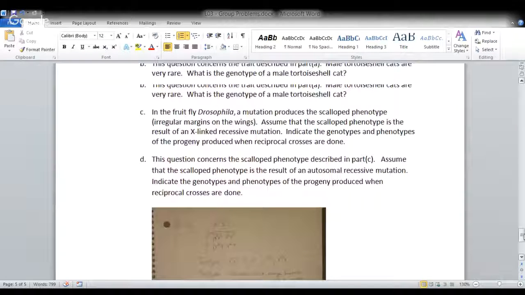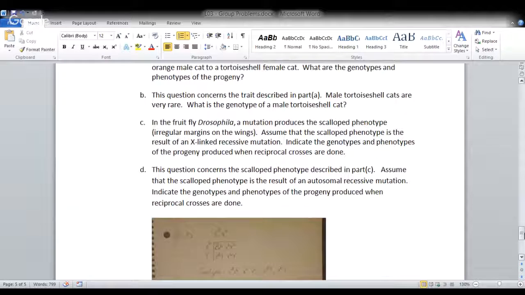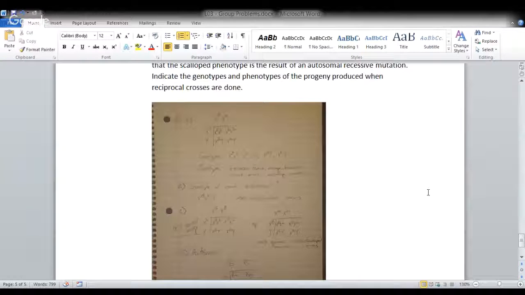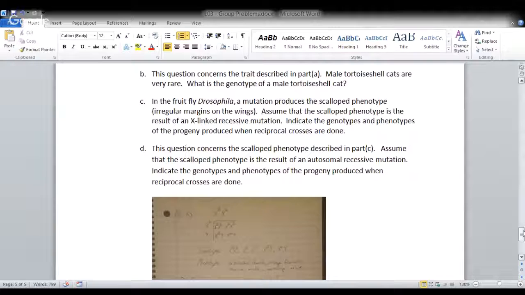And then for B, it says male tortoiseshell cats are very rare. So what is the genotype of one? In the Bozeman Science video, he tells you exactly what it is. We're going to have an X big B, X little b, and a Y chromosome. And that happens when a non-disjunction occurs. So it's very rare. And then C is talking about the fruit flies again, and it talks about the scalloped wings and regular wings.